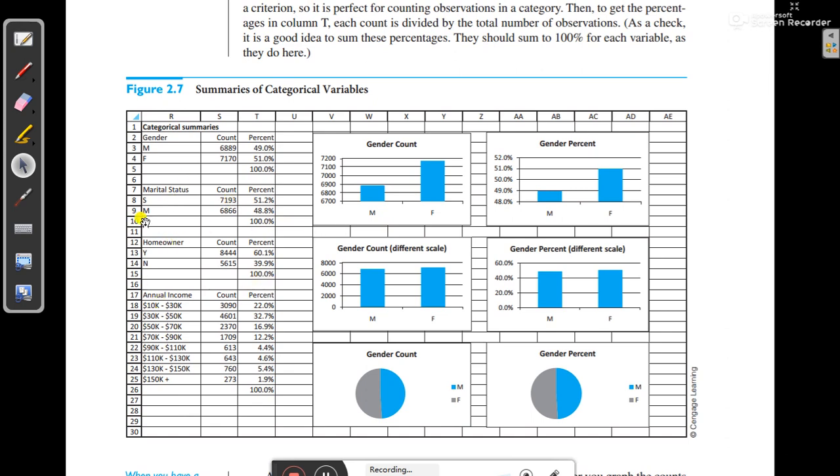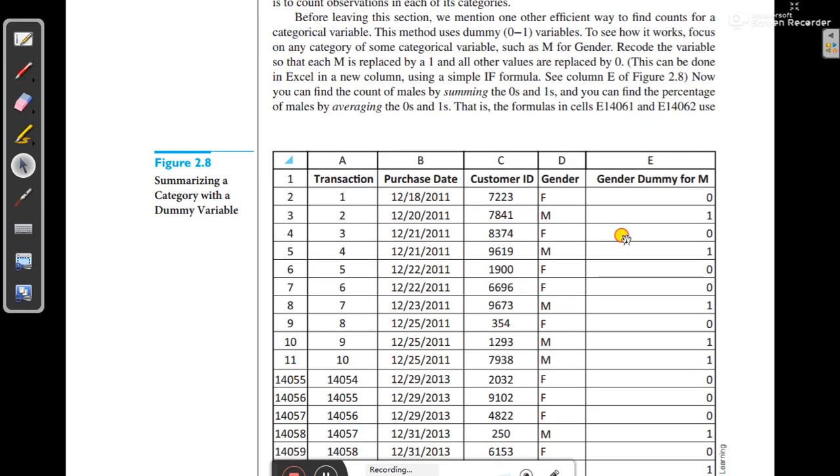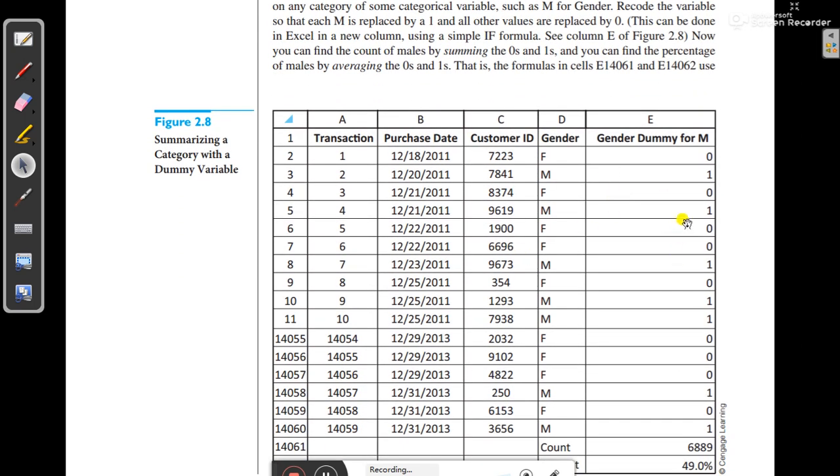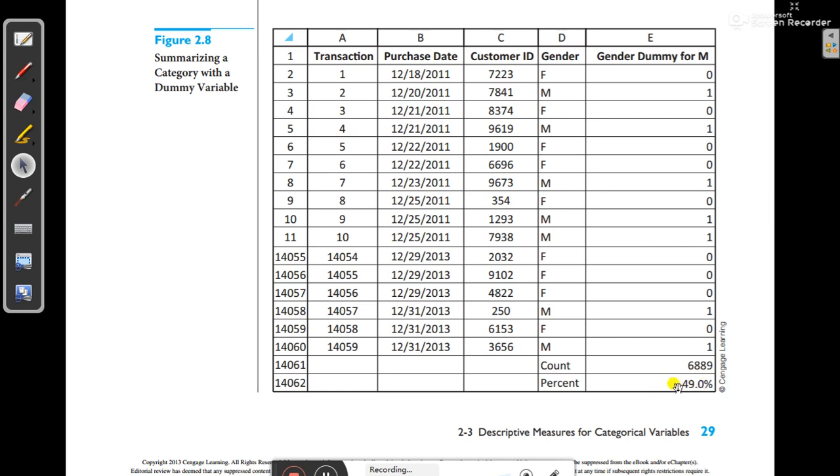But the point is that we can transform this categorical variable into numerical variables using some dummy values. Here the dummy value for M is 1, M is replaced by 1, and all other values are replaced by 0 in that gender category. So doing that also we can convert that categorical variable into a numerical variable, and it will give the same result.